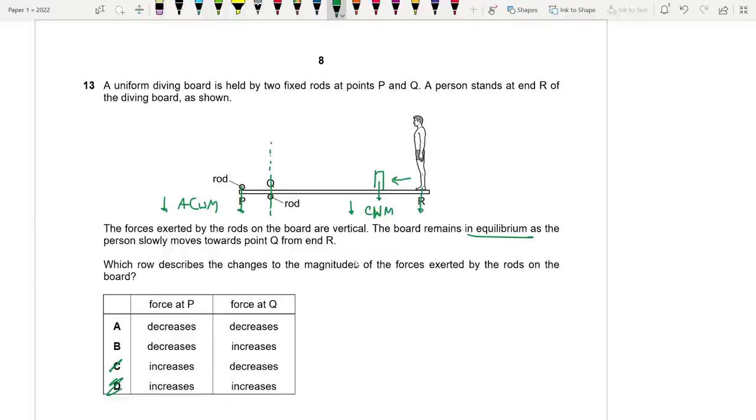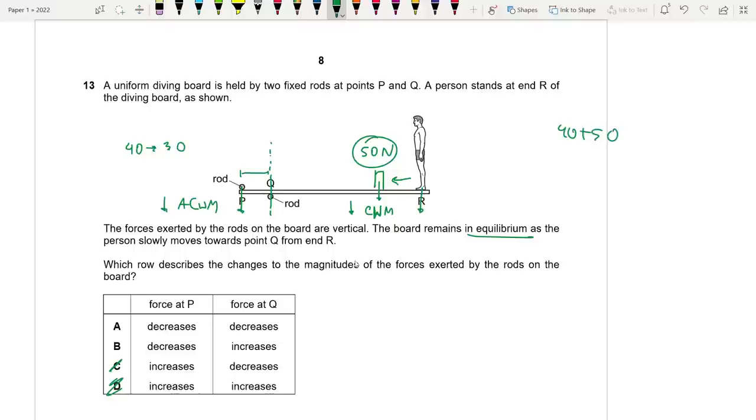Now, hear me out. Since the force at P decreases, the weight remains the same, right? Suppose the weight was 50 Newton, for example, but the distance reduced, right? So the moment reduced, but the distance from the pivot for P remains the same. So how did we reduce the anticlockwise moment? By reducing the value of P. So suppose the value of P was 40 initially, but now it decreased to 30. So beforehand, what was the net downward force? It was 40 plus 50.